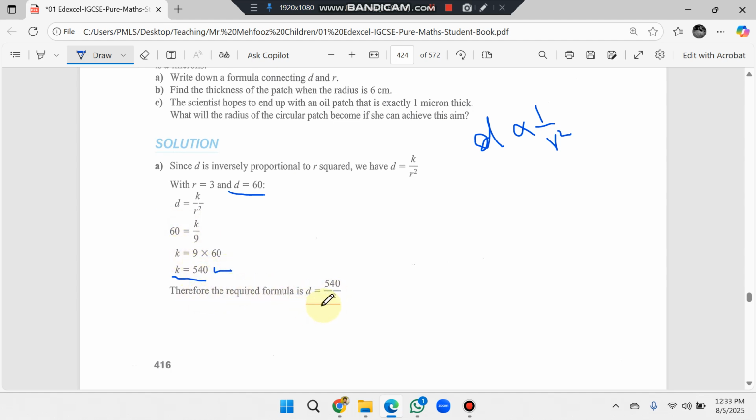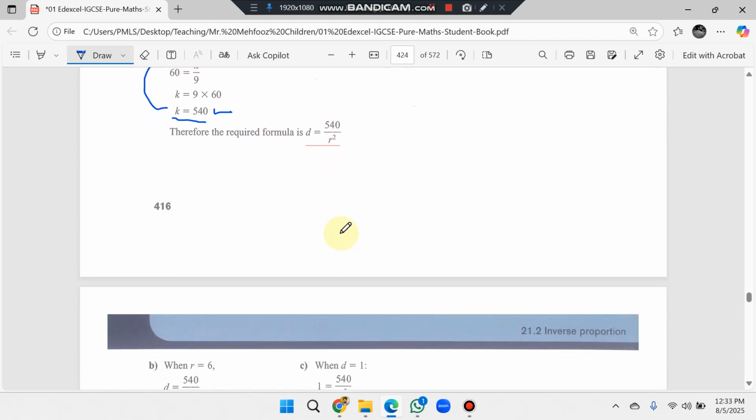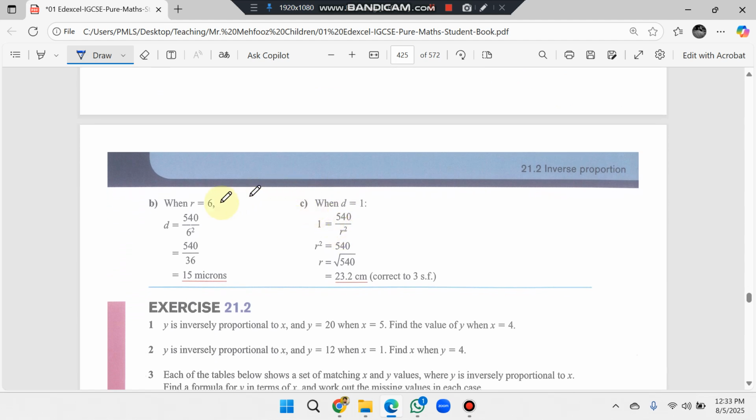Therefore, the required formula is d equals 540 over r squared, when we put k's value into the equation. Now we have to find the value of d when r equals 6. We put r equals 6 into this equation, so the answer is 15 microns. The next one is d equals 1, where we have to find r. So r squared equals 540. Taking the square root on both sides, the answer is 23.2 centimeters, to 3 significant figures.